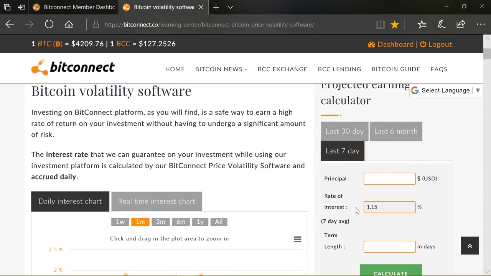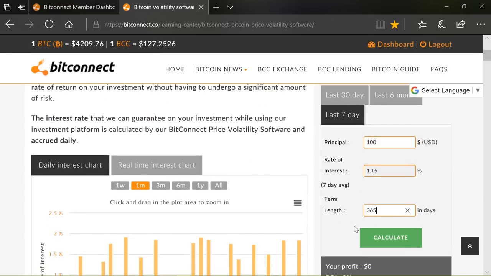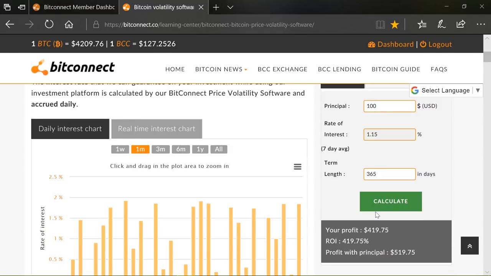If we look at the last 7 days, for instance, we have a daily interest average of 1.15%, which is fantastic. Let's say this is day 101 on the Bitconnect network, and we invest $100, the minimum, based on this rate of interest over a longer period of time. Let's say we do that for 365 days. Let's click the calculator. Your profit on your $100 principal would be $419.